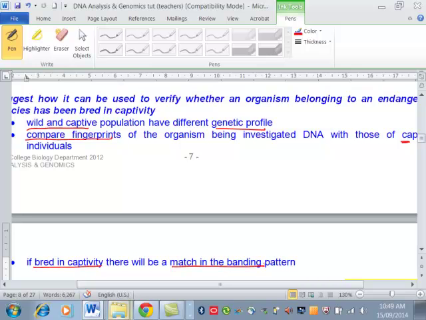Okay, there's a student here who asks how do the wild and captive animals have different genetic profiles? The reason is because in the wild, the species will have a higher level of genetic variation because they have more possible mates to breed with. But in captivity, there is lesser genetic variation because it is usually a high level of what we call inbreeding. Okay?